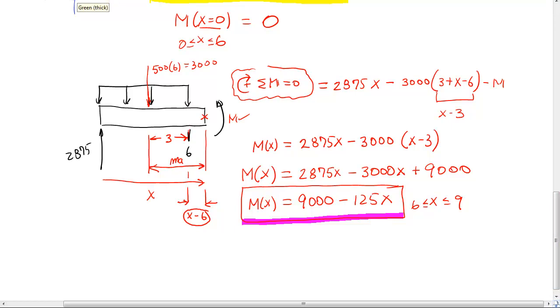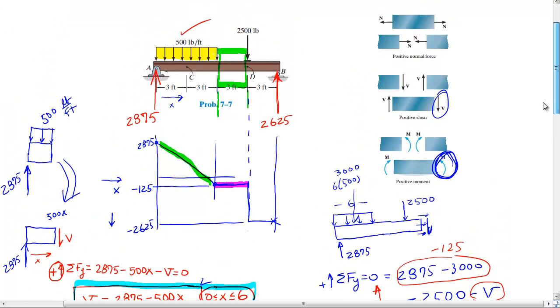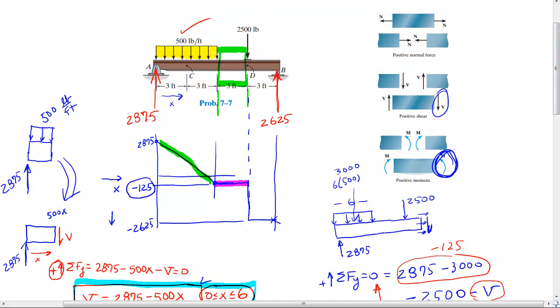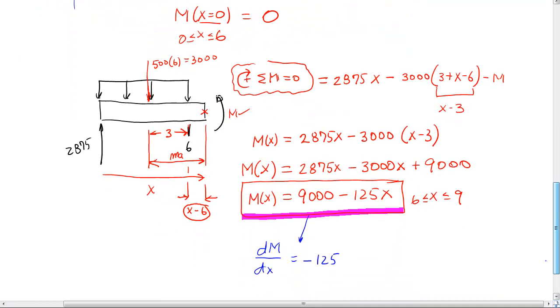Let's take a look. The derivative of the moment with respect to x in this region equals minus 125. I'll be, look at that. There is your minus 125. So, in fact, again, that's the shear.